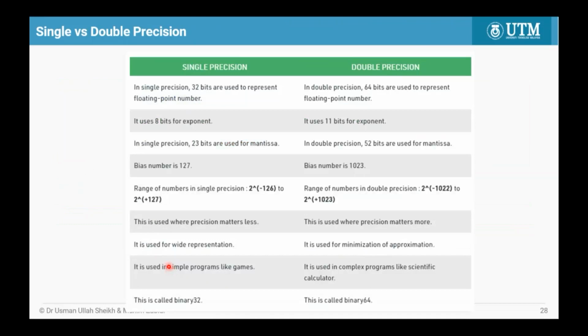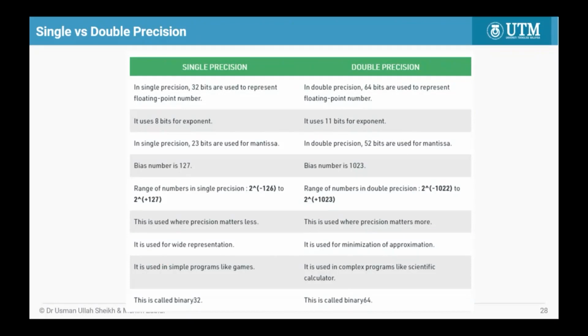Then this is the table, or the summary of the single precision and double precision. In single precision, 32 bits are used to represent the floating point number, with 8 bits for the exponent, and 23 bits used for the mantissa. Double precision uses 64 bits, with 11 bits for the exponent. So this is up to -127, and this is -1023. And for the mantissa, 23 bits for single precision and 52 bits for double precision.